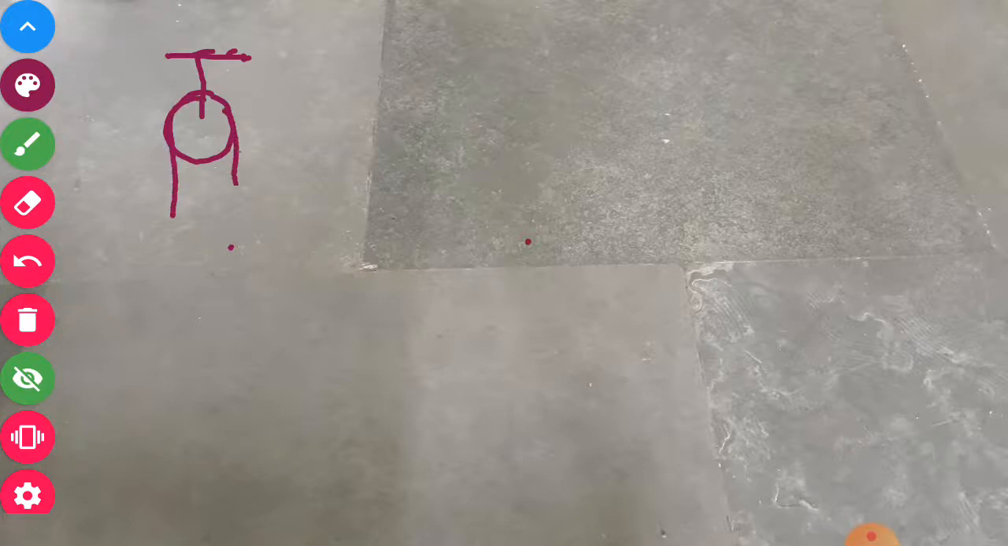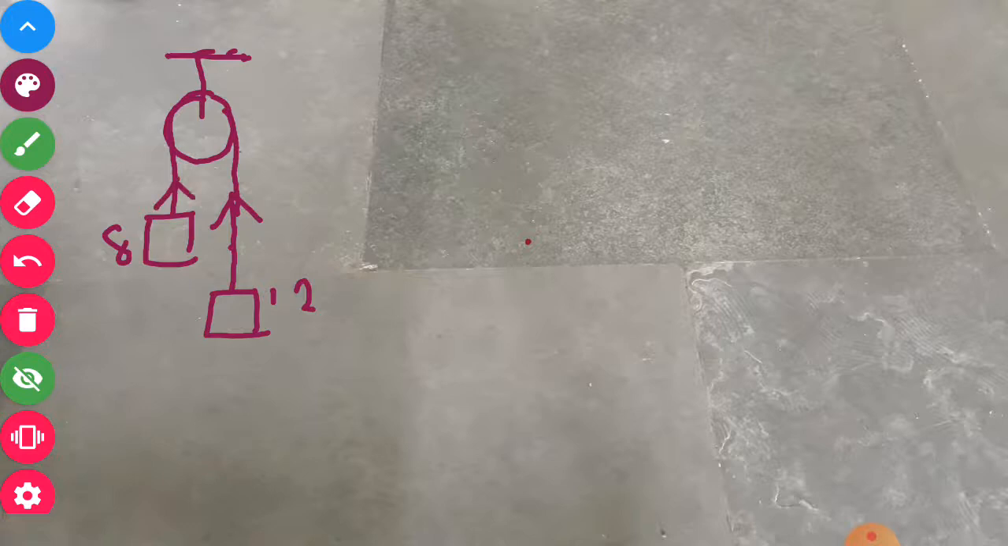Say for example, first of all I am drawing a figure for you. Say this is a pulley which is kept somewhere with a rigid support, and two masses are tied. One is of say 8 kg and the other one is of 12 kg. So the tension produced will be in this direction, and for this it will be in this direction.